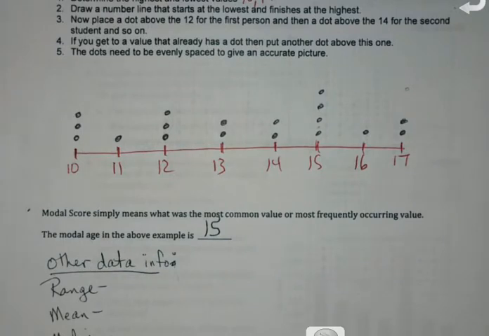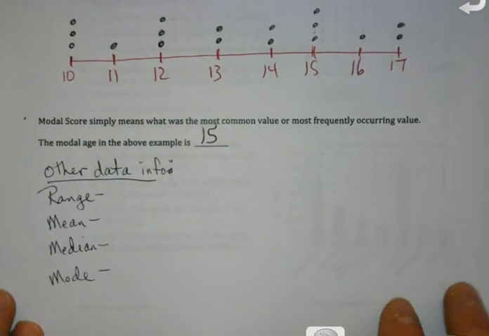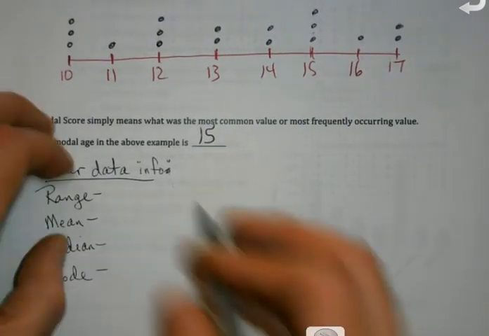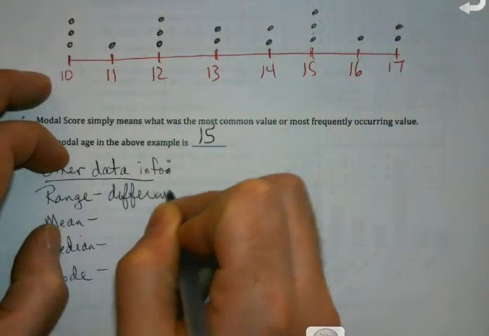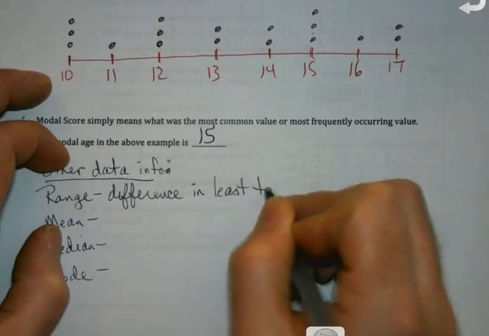But some other information that we're going to be talking about today and in the future are some of these terms down at the bottom. So I wanted to get you some definitions so you'd have these for future reference. Okay. Range is the difference in my least to greatest value.